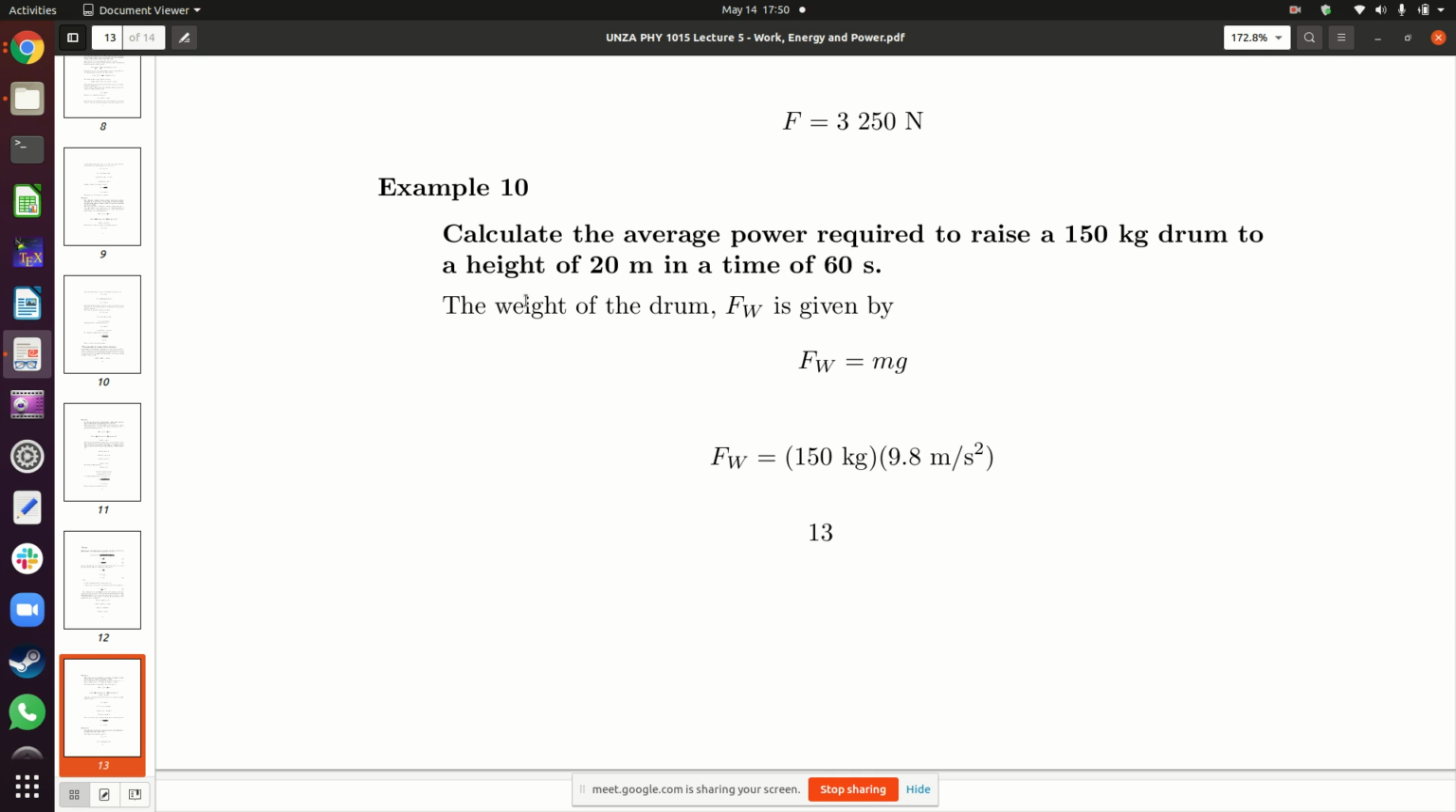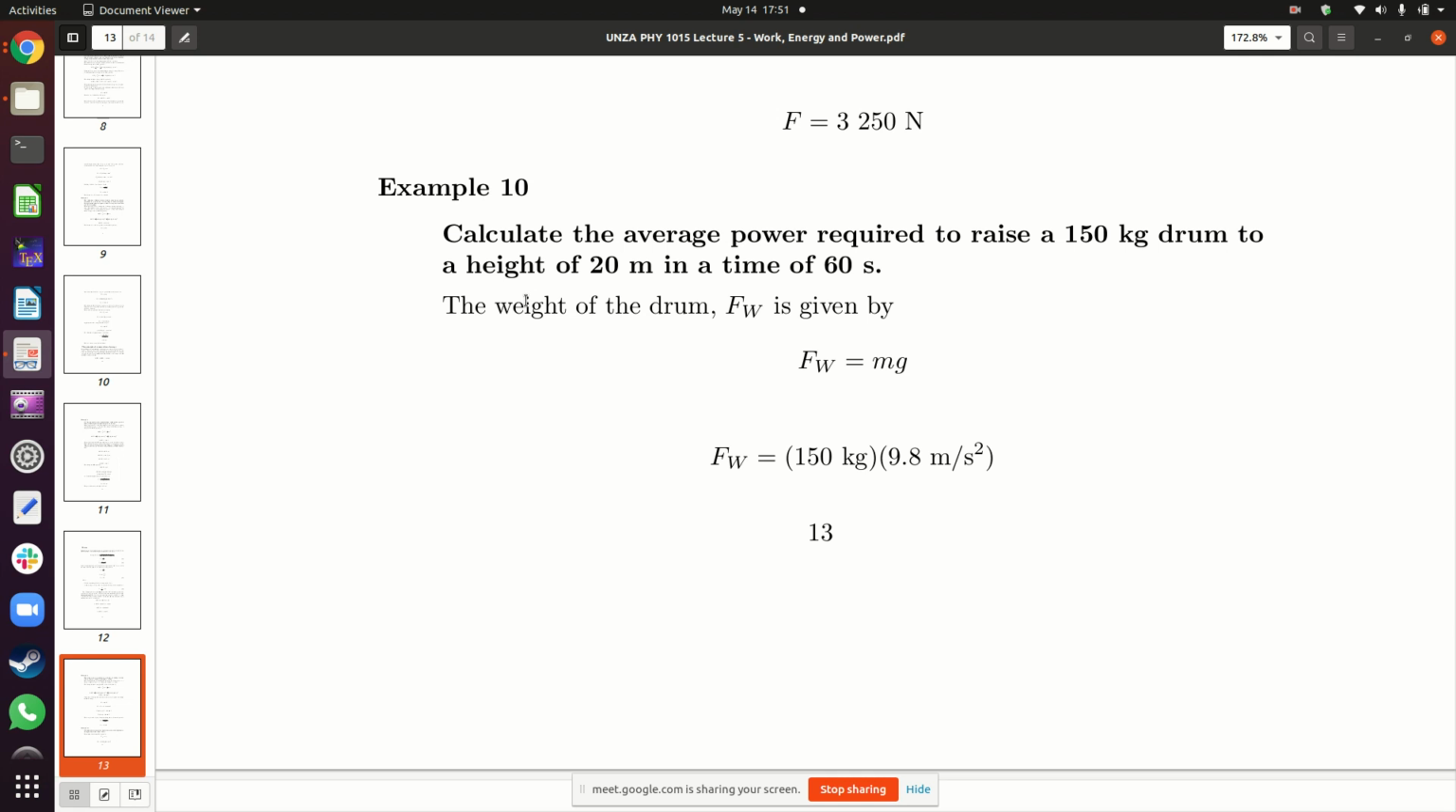there is a change in height. Since there is a change in height, this drum is gaining energy in the form of gravitational potential energy. How did the drum gain the energy? The only way the drum is going to gain energy is if you have done work on the drum. So when you are lifting something from the ground to a particular height, you are doing work. Okay?